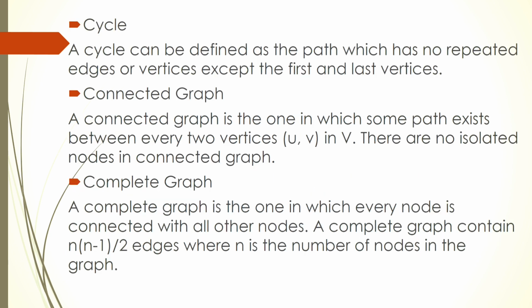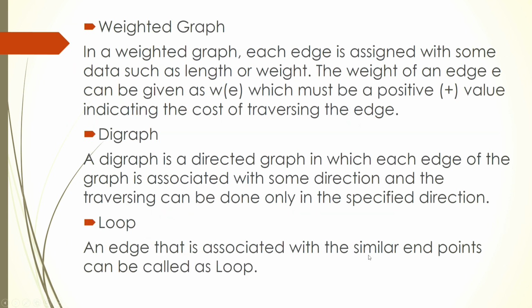Then coming to the cycle. A cycle can be defined as a path which has no repeated edges or vertices except the first and the last vertices. Then coming to the connected graph, a connected graph is the one in which some path exists between every two vertices U, V in V. There are no isolated nodes in a connected graph. Then coming to the complete graph, a complete graph is the one in which every node is connected with all other nodes. A complete graph contains n(n-1)/2 edges where n is the number of nodes in the graph.